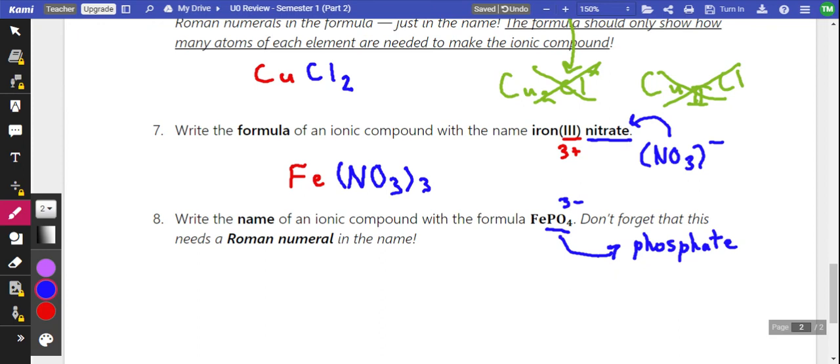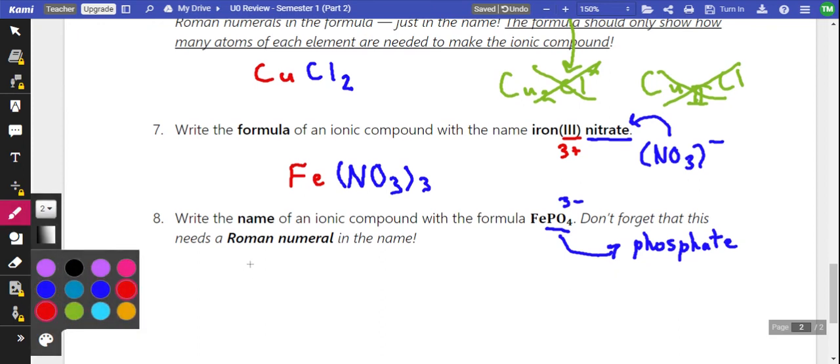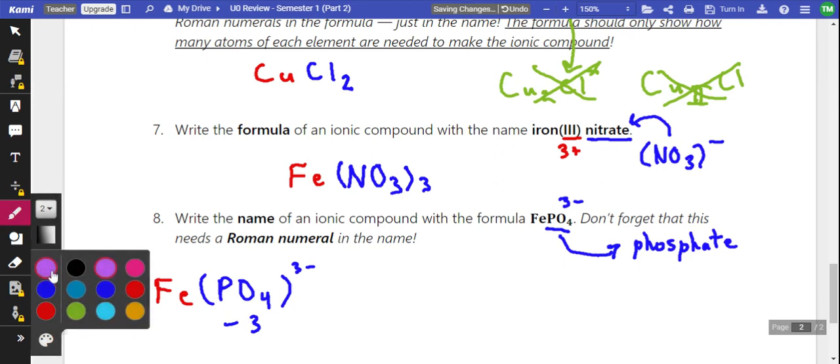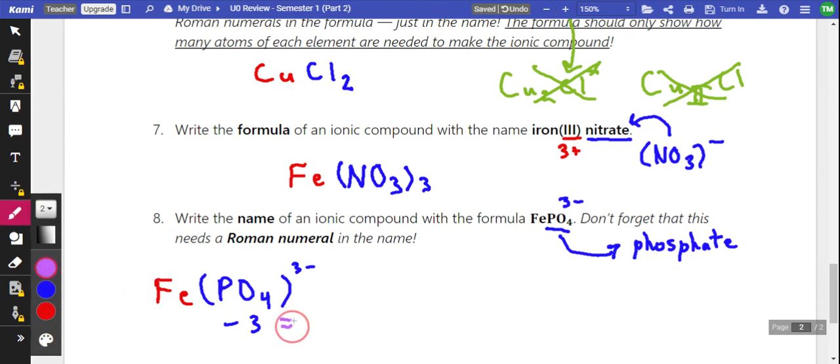Okay, so I'm going to rewrite the formula down here, a little bit better. FePO4. So this whole thing is our phosphate guy. Okay, and this whole thing has a charge of -3. So I need to figure out how much charge I need to cancel out the charge from this phosphate polyatomic ion.